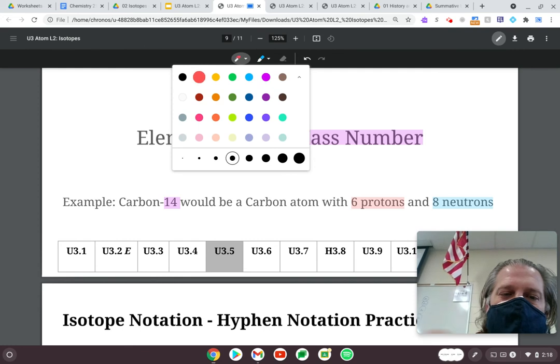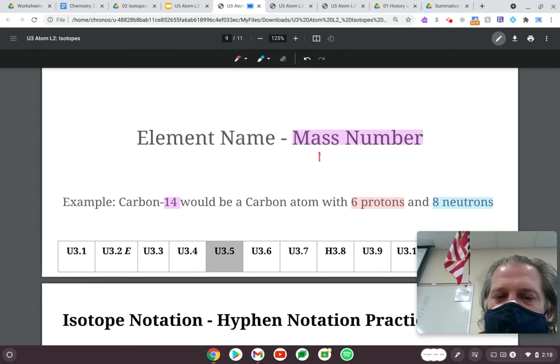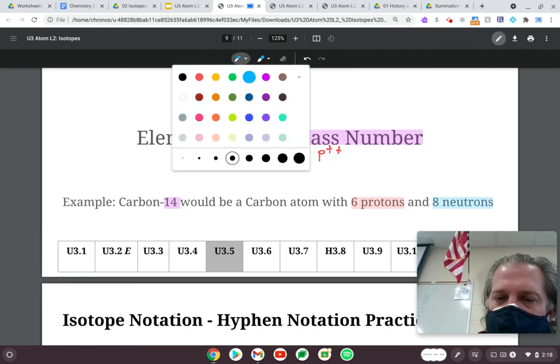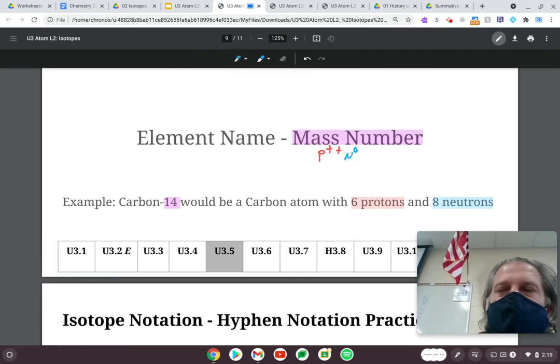Because we've said it like 35 times today, why don't we say it one more time? Protons plus neutrons for our mass number.